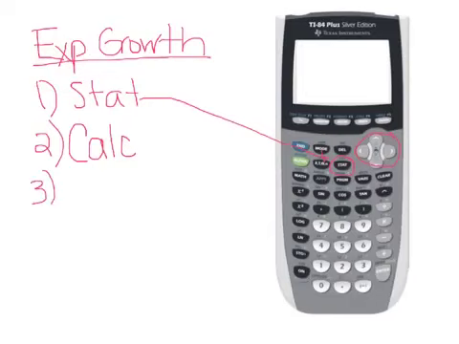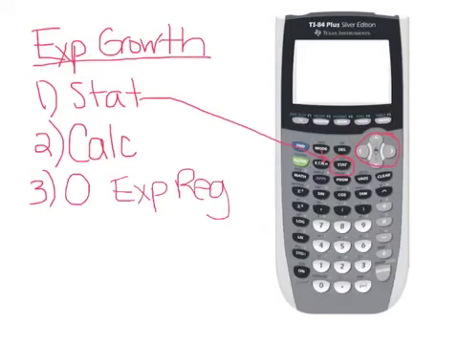Now you want to scroll down and select where your exponential regression is. If you scroll down far enough, I think it's option 0, which is really 10, you'll see EXP reg. That stands for exponential regression. And the word regression really is just a fancy statistical name for coming up with an equation for a set of data.